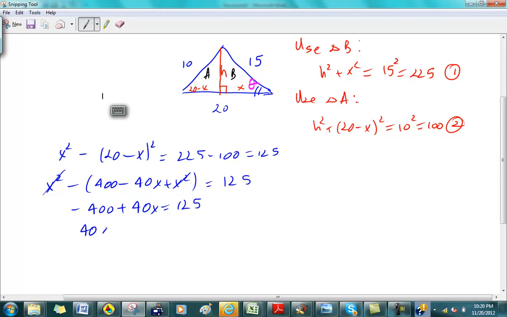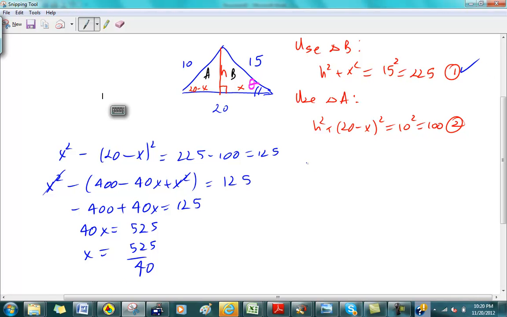So then 40x equals 500. So that x is equal to, sorry, my bad, 525. So this should be 525, so x is equal to 525 over 40. Okay, and you can use your calculator to do that. Then I still need to find h, so I'm going to use equation number 1 to find h.